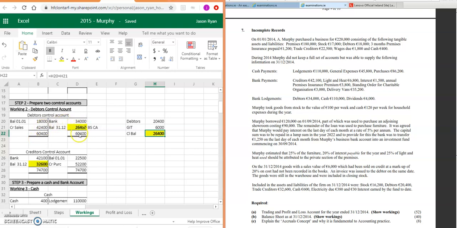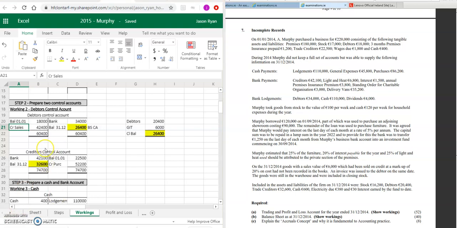So what happens then is that we've got 60,400 on the credit side, we only have 18,000 on the debit side, so the difference will be 42,400. So you're going to take your 60,400, take away the 18,000, and you're going to get 42,400, and that's going to be your credit sales. So as I said, that figure is going to be used later on to help calculate the total sales figure.